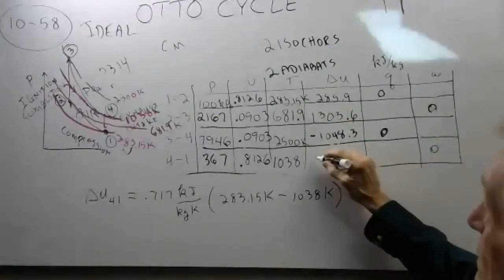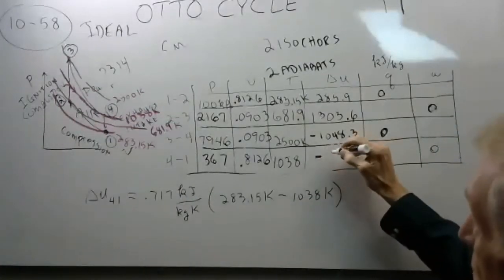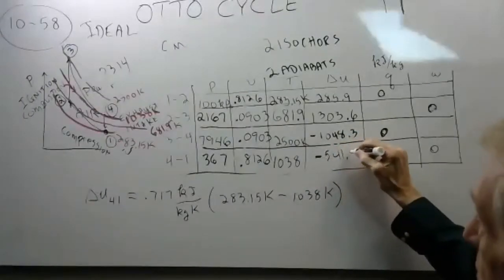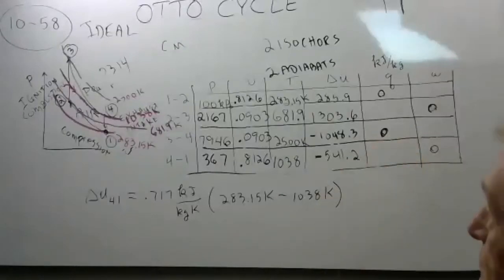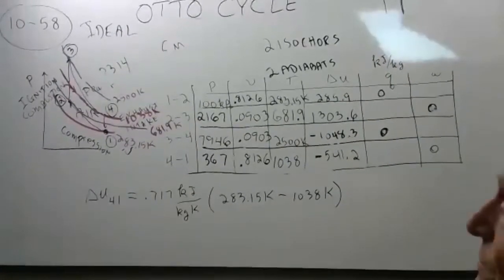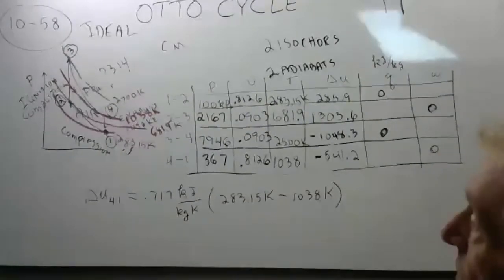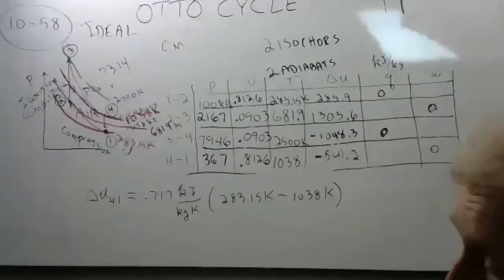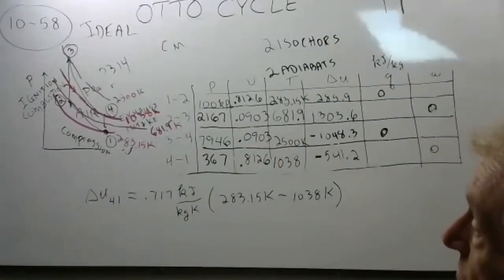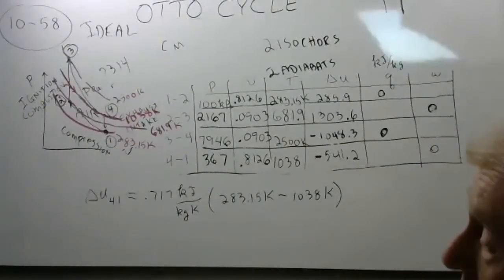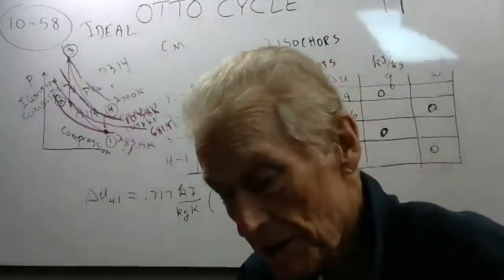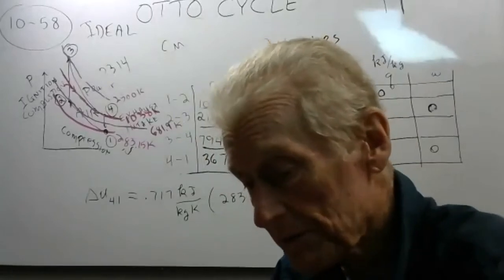Well, I got a negative answer. I'm getting negative 541.2. It's negative because you're cooling off. You lost some specific internal energy. I think you lost it to the environment because, see, there's a heat transfer out.